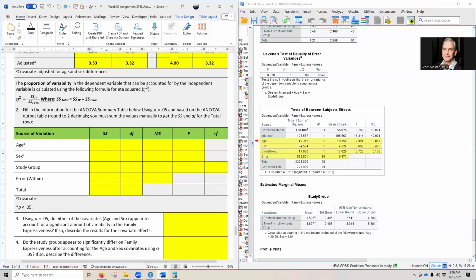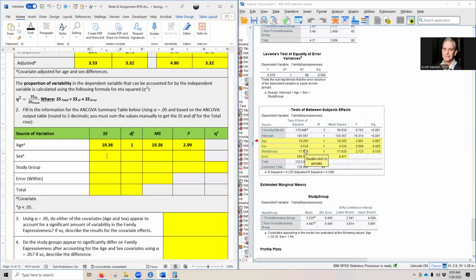Make our lives easy. So we're just going to copy these things over. We do put a star on the F if the sig is less than 0.05. So we use these rows to star things or not. And note, nothing here is less than 0.05, so we're not going to be putting stars on anything. The age sum of squares is 19.36, degrees of freedom of 1, mean square is 19.36, F value is 2.99.